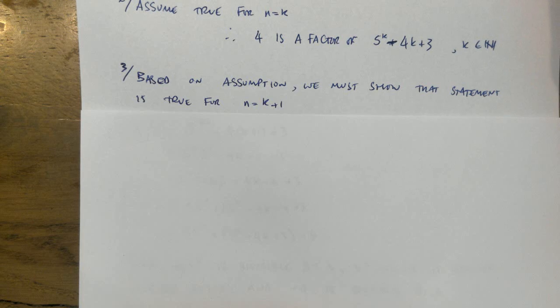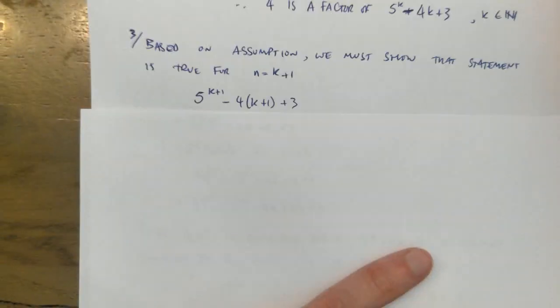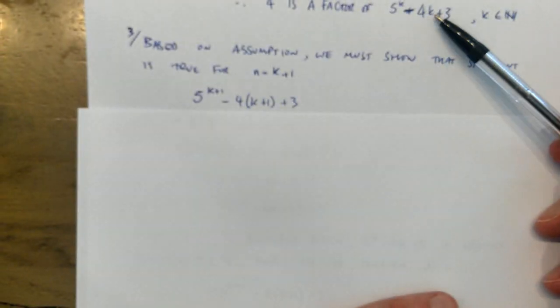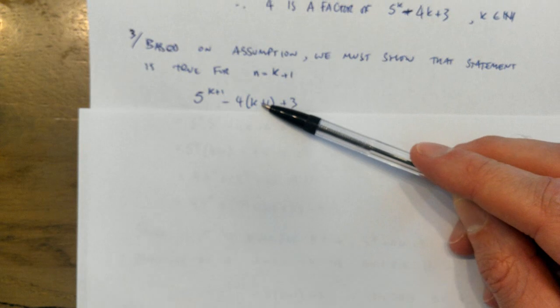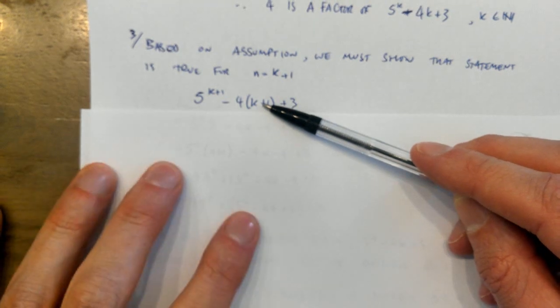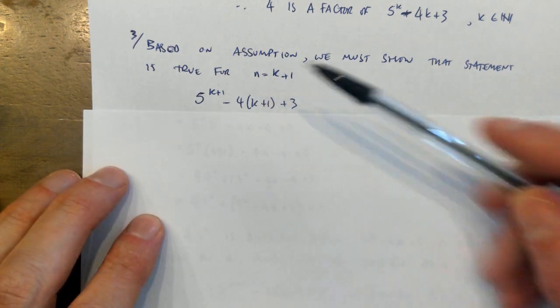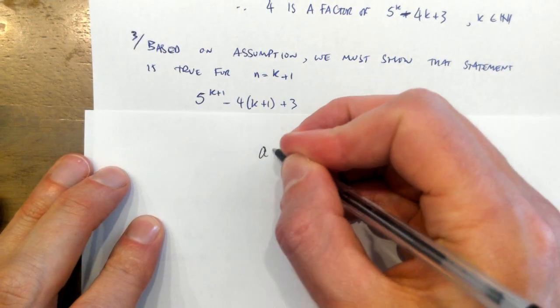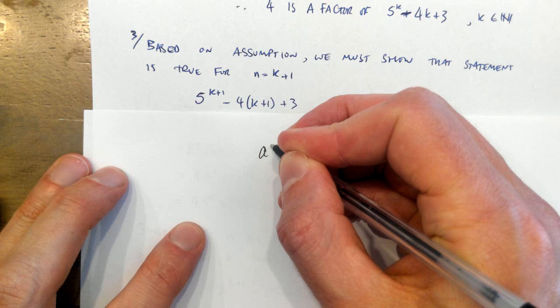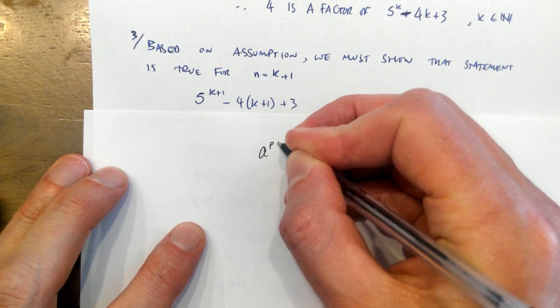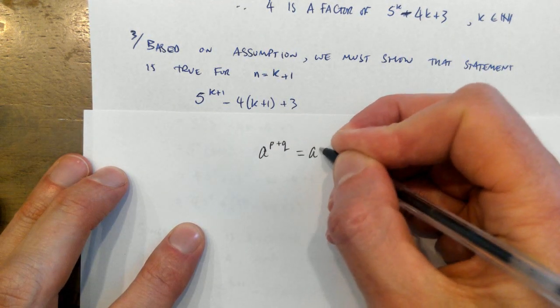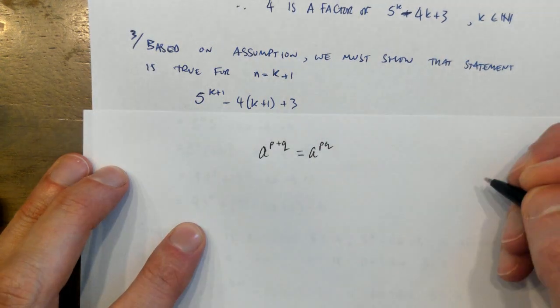It's repetitive. Okay, so we're going to put k plus 1 in, so I'll try and keep it on the screen there. k plus 1 in for here, k plus 1 in there, right? And then in the end, I want to show it's divisible by 4. Now we're going to draw on our knowledge of indices here. Remember, a to the p plus q is equal to a to the p times a to the q. Remember that from the tables?